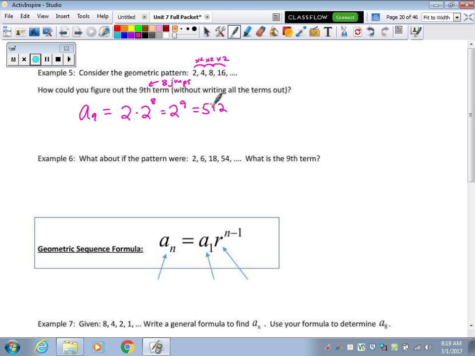All right, what if this is the pattern? 2 to 6 to 18 to 54. This is times 3, this is times 3, this is times 3. So I have to do times 3 8 times, right, to get to the 9th term.